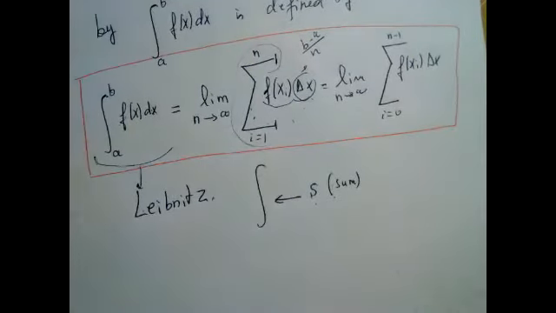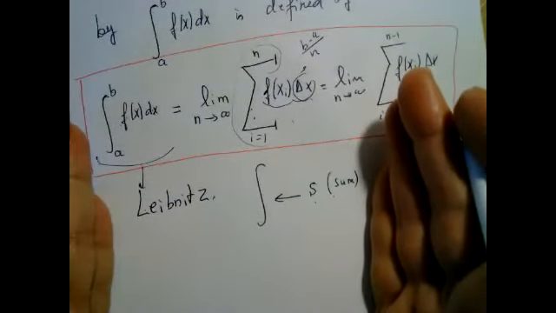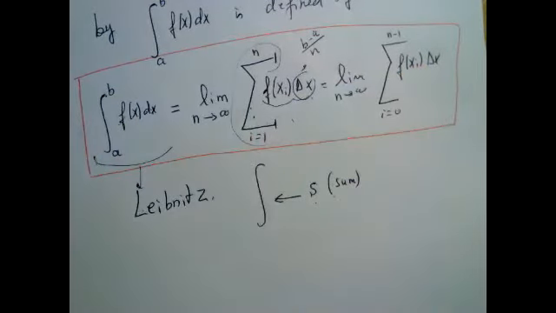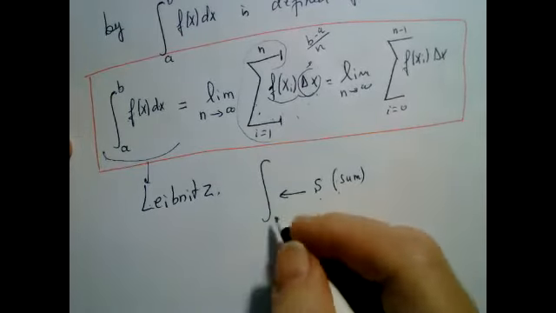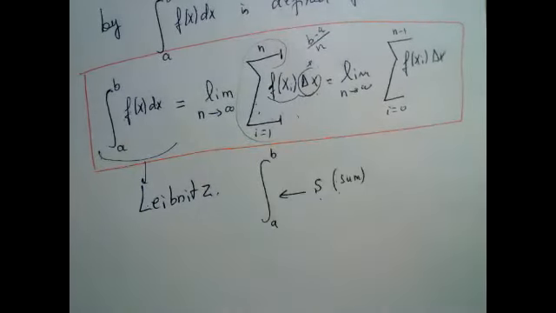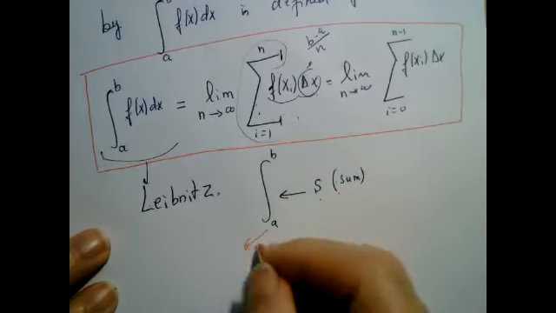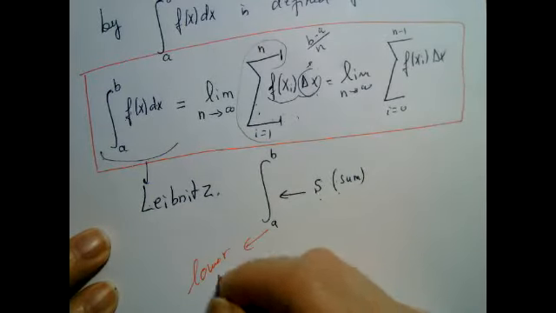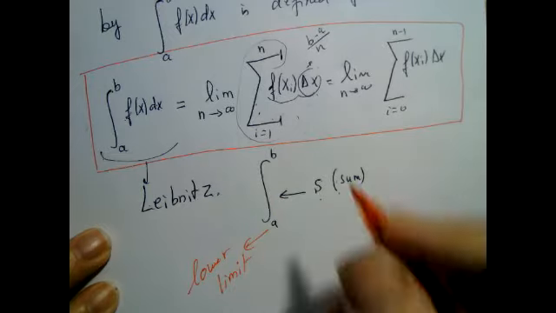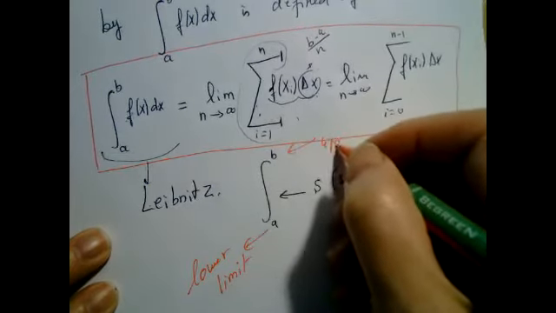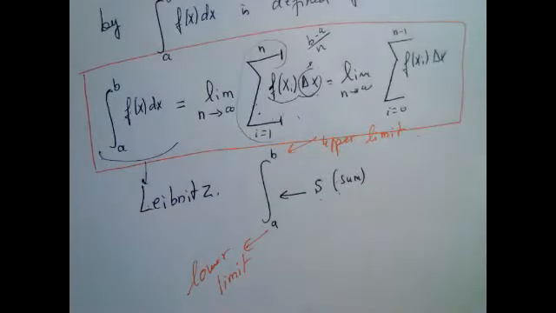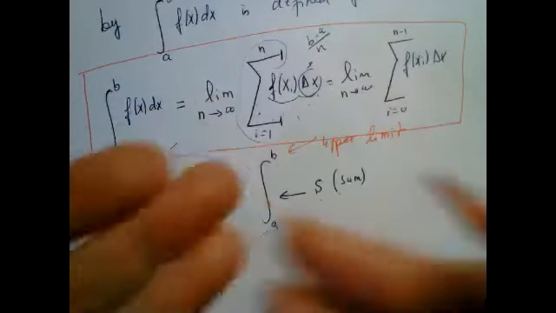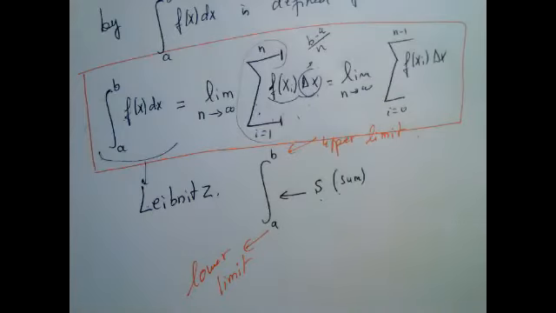Now a and b tell me which interval I need to subdivide into pieces to be able to get this sum. So a and b are called the limits of integration. A is called the lower limit, and b is called the upper limit. And the notation, as I said, really tries to reflect what we are doing. We're adding those quantities by taking n larger and larger and larger.